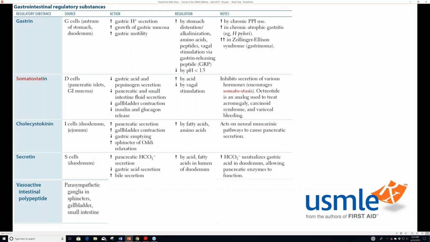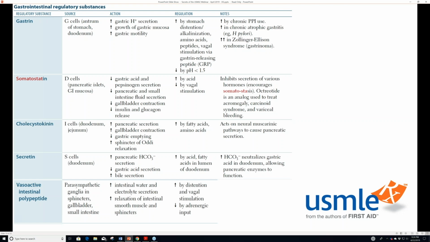It's going to be the parasympathetic ganglia and the sphincters, as well as the gallbladder and small intestines. So mainly your parasympathetic ganglia there. What's it act to do? It acts to increase intestinal water and electrolyte secretion. So basically inducing more fluid into the small bowel itself, as well as works to relax the small intestine smooth muscle and sphincters so that things can kind of move along.